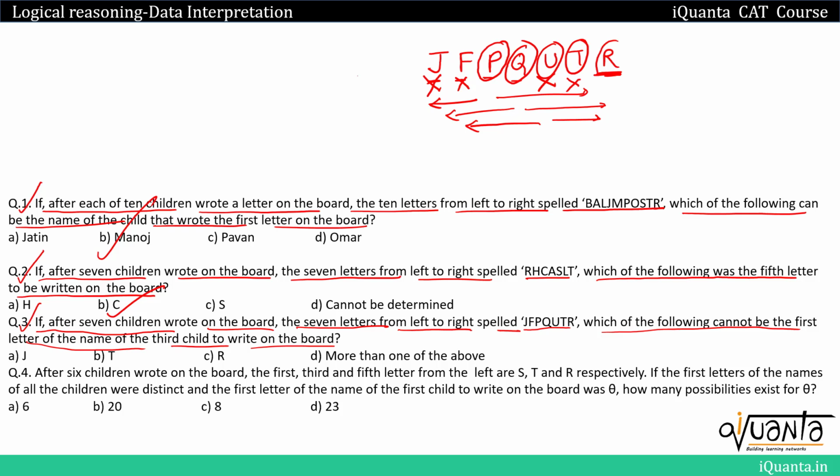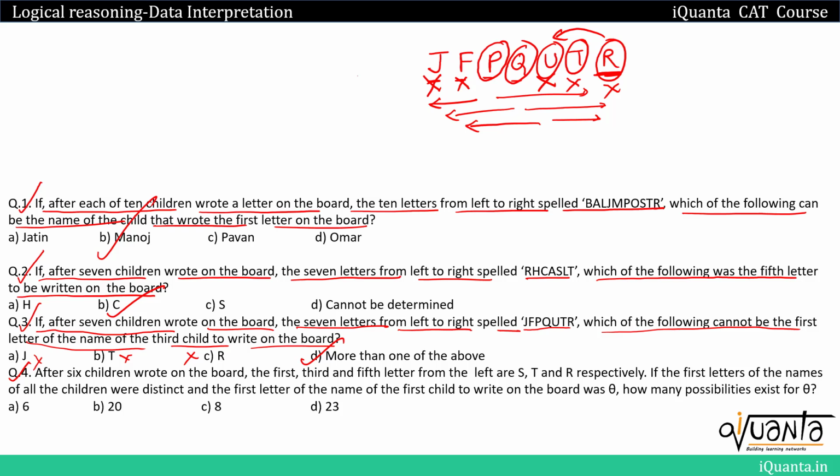Then if we look at R, we can see that to the left of R we have U, but U comes after R, so it should be to the right of R, not left of R, so even R cannot be the first letter. So T cannot be the answer, R cannot be the answer, J cannot be the answer, so more than one of the above will be the answer.